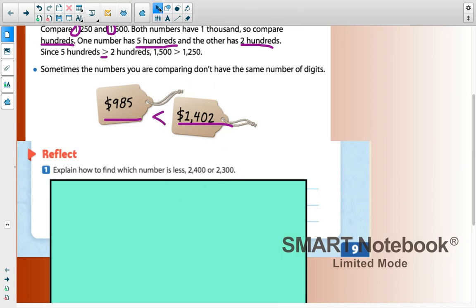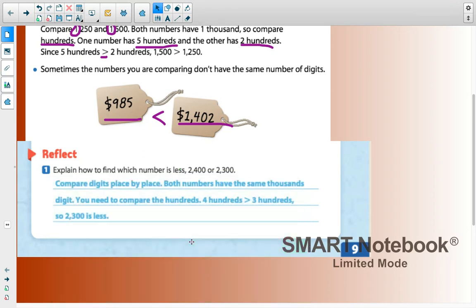It says explain how to find which number is less, 2,400 or 2,300. Well, first we compare the digits place by place, thousands place, thousands place. Both numbers have the same thousands digit, which is a 2. You need to compare the hundreds place. When we look here, we have a 400, we have a 300. So that means that 2,300 is less and 2,400 is greater.